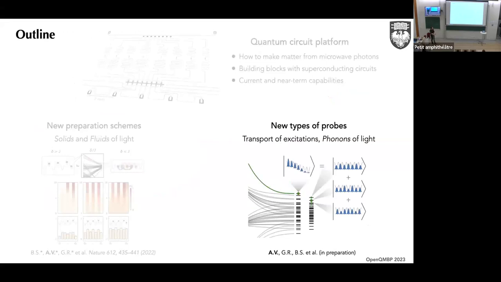Sorry, I'm going a little bit fast, but this covered the part where I looked at preparation schemes and the ground state properties of these fluids.